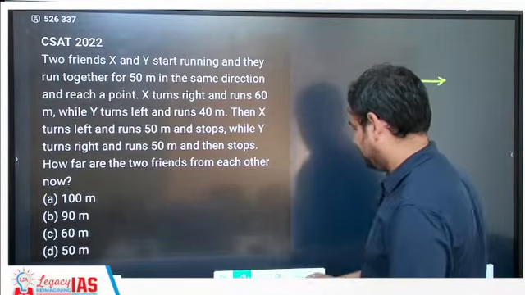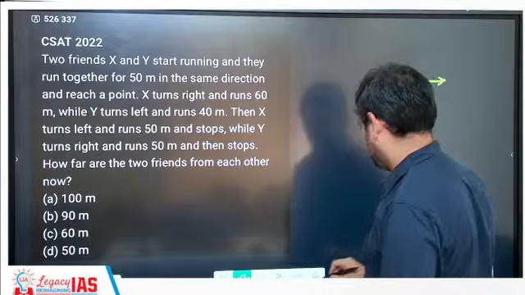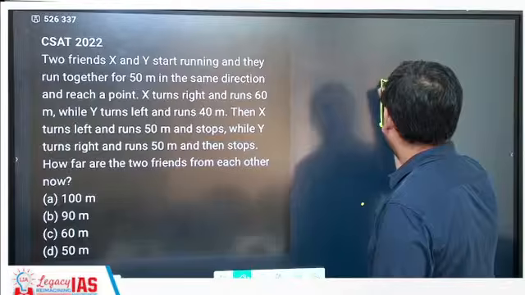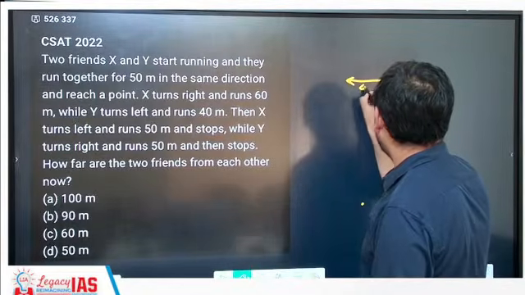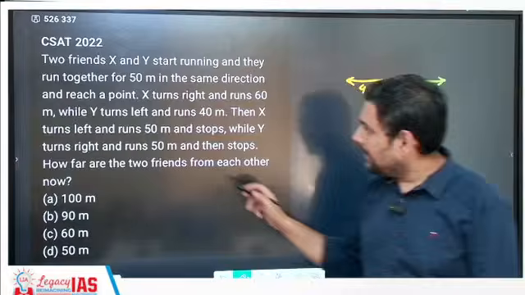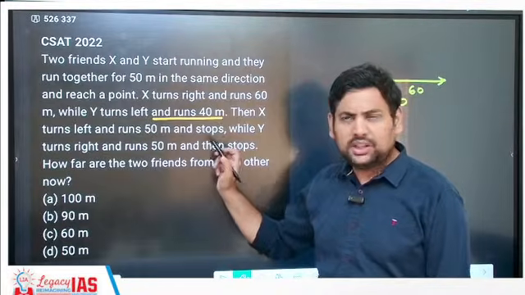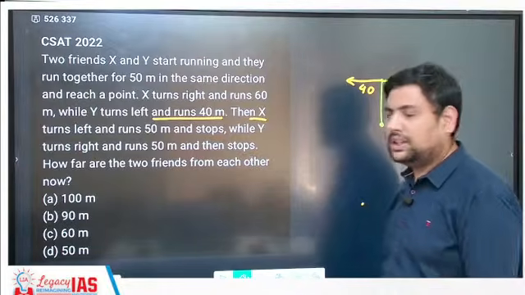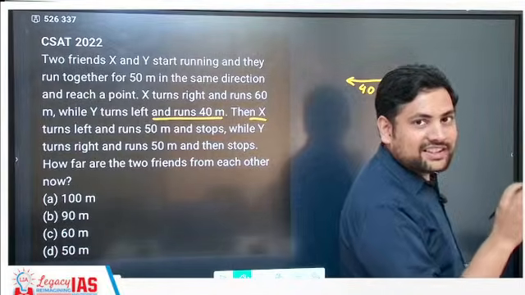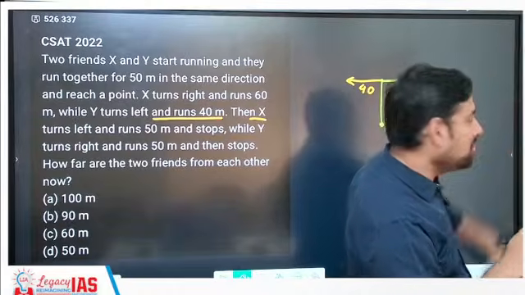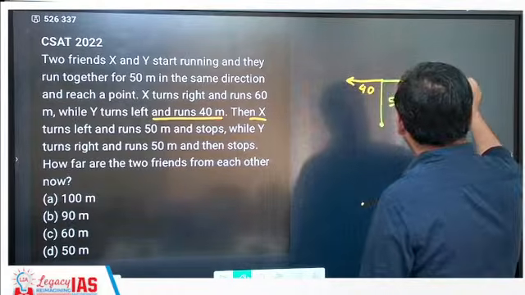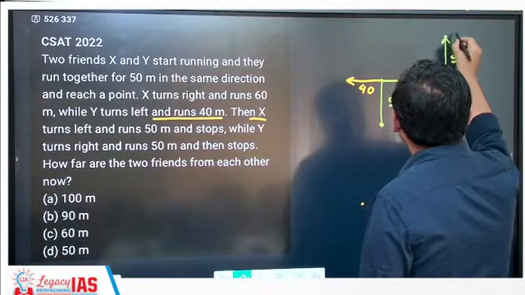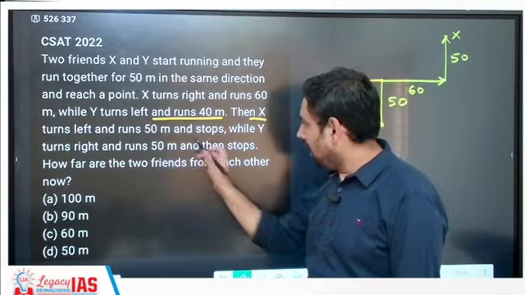So now Y I draw. So Y goes only 40 meters. Okay, Y turns left and runs 40 meter. So this left 40 meter. Then it says then X turns left and runs 50 meter. So X is here going in the west direction. Then he goes left and how many meters? 50 meters again. So he goes 50 meters. He reaches here. Here is finally X and stops.